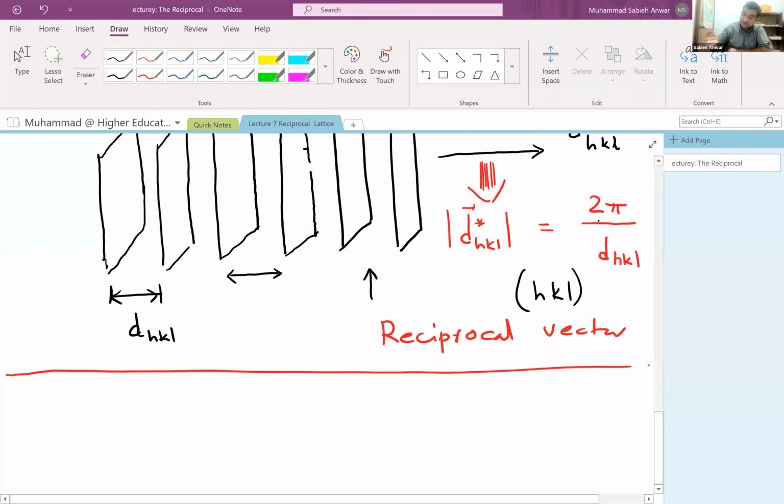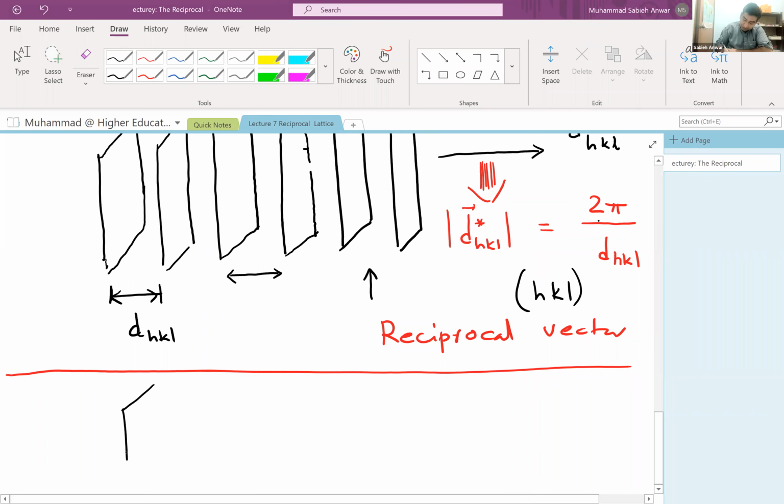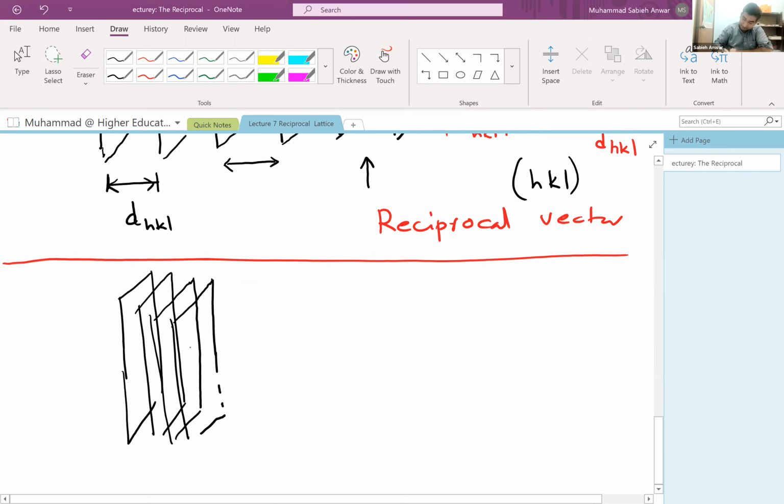Now let's advance this concept a bit forward. If I have the same family of planes, but now the planes are placed closer together, the same orientation, but now the interplanar spacing has decreased, diminished.